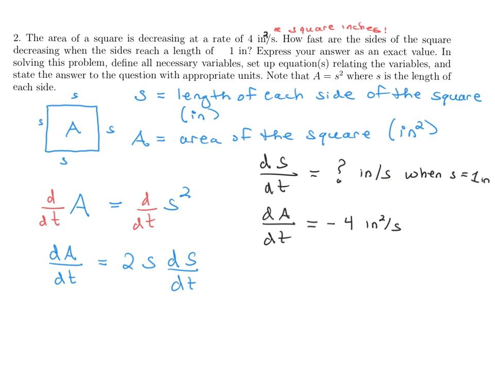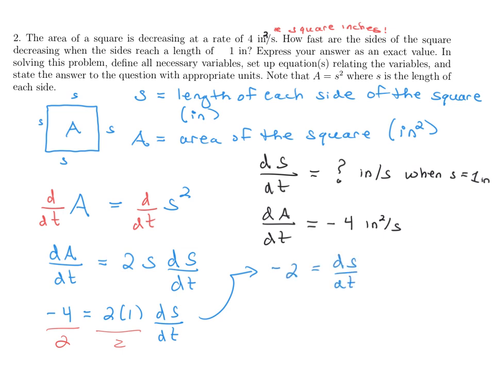Okay, with all this being said, if we go back to this equation, we can put 1 in place of s. We can put -4 in place of dA/dt. And the thing that we're going to solve for is the thing that we want, which is ds/dt. So that is dA/dt is -4. We have 2 times 1 times ds/dt. If we rewrite this equation, you can divide both sides by 2. And we get that -2 is equal to ds/dt.